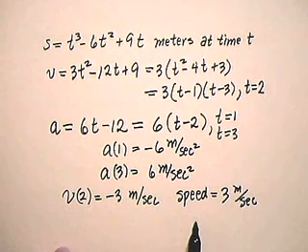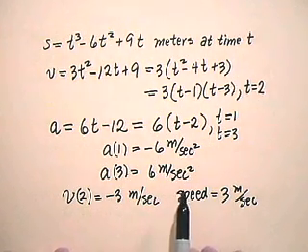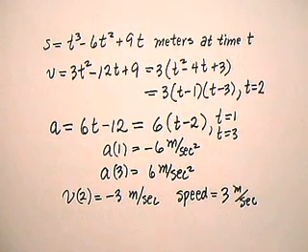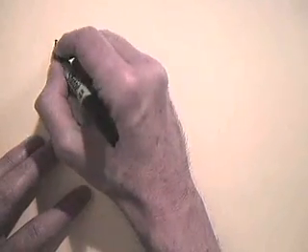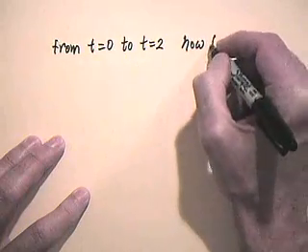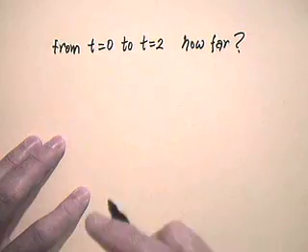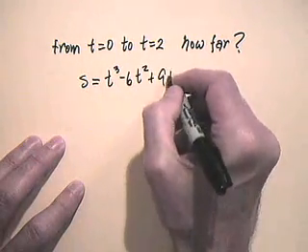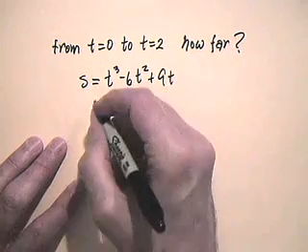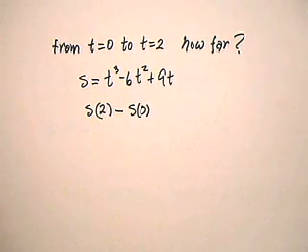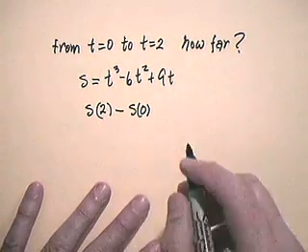Now the last thing we have to do is find the total distance that this particle moved. Here's the trick. Notice we want to calculate the distance from t equals 0 to t equals 2. From t equals 0 to t equals 2, how far did we go? Remember our function is s equals t cubed minus 6t squared plus 9t. If I were to take that expression and just take s at time 2 and subtract s at time 0, I would not get the distance that we traveled. I would get the net distance that we traveled.